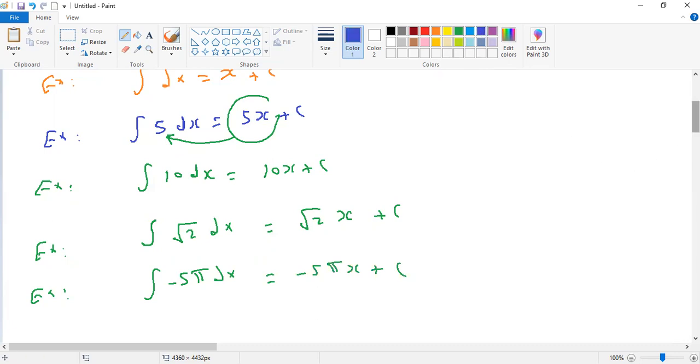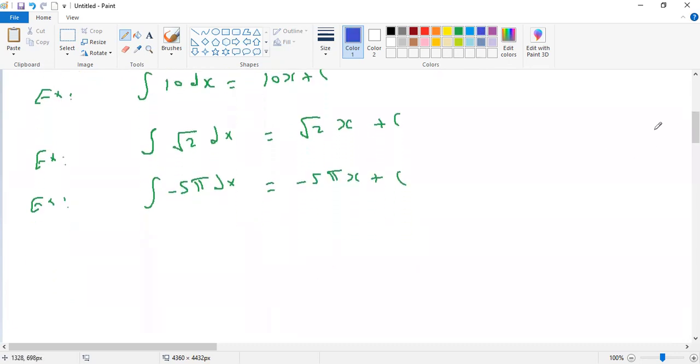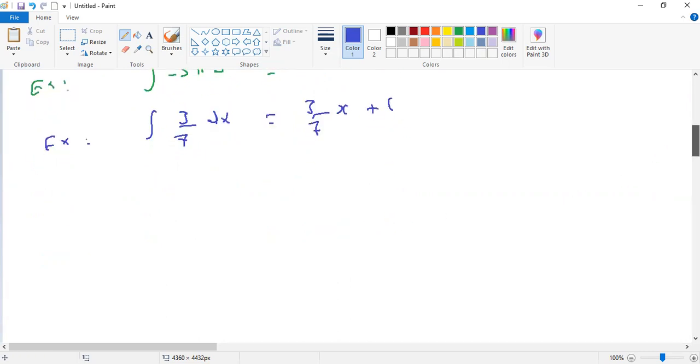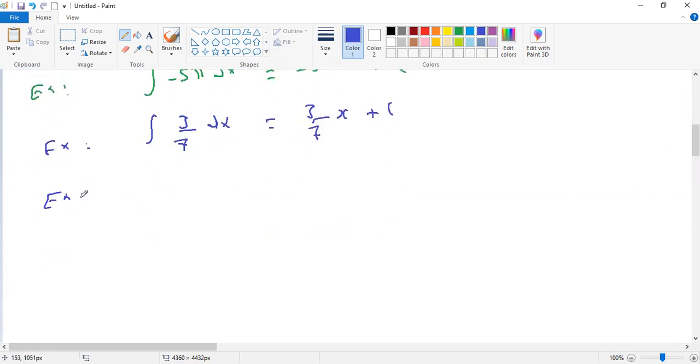Okay. This one is in case we have a constant only. Sometimes the constant is a rational number. For example, let us say the integral of 3 over 7 dx. So what is the answer? 3 over 7 x plus c. Another example, let us say the integral of negative 2 over 5 dx. So also there is no x, meaning I have x to the power 0, which is 1. The answer is negative 2 over 5 x plus c.